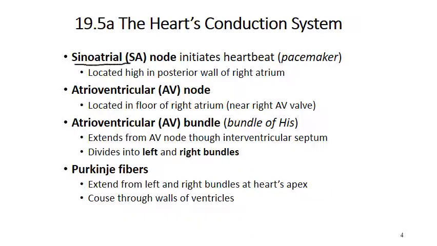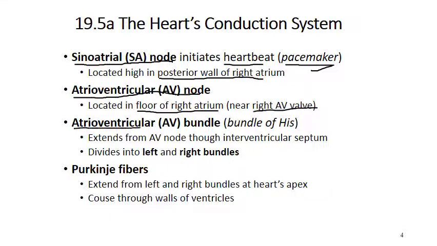We have the sinoatrial node, or the SA node, which initiates the heartbeat. We also can think of this as our pacemaker. It's located high in the posterior wall of the right atrium, so on the back side of the right atrium. The atrioventricular, or AV node, is located in the floor of the right atrium near the right AV valve.